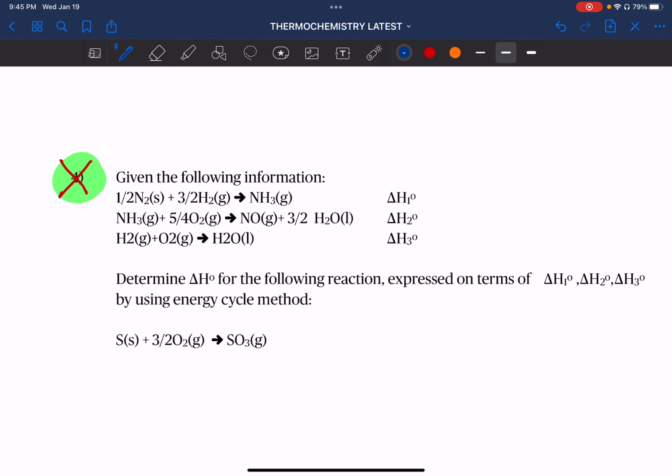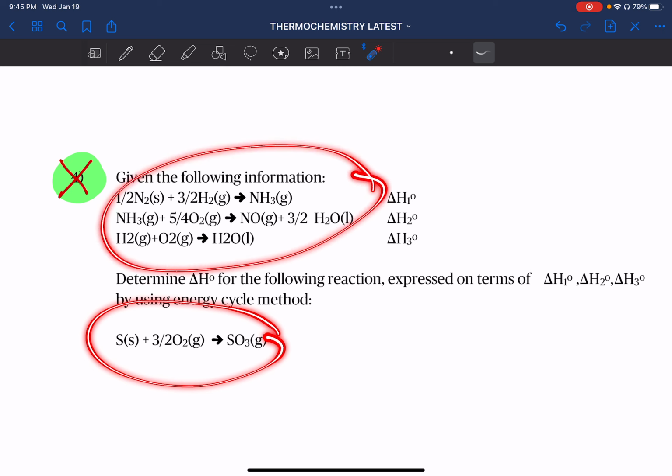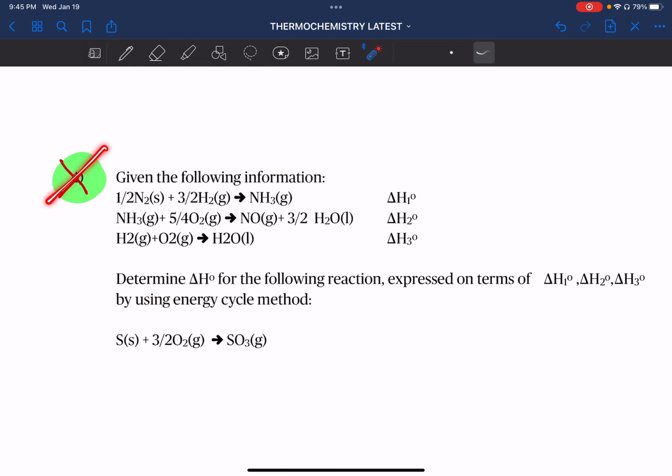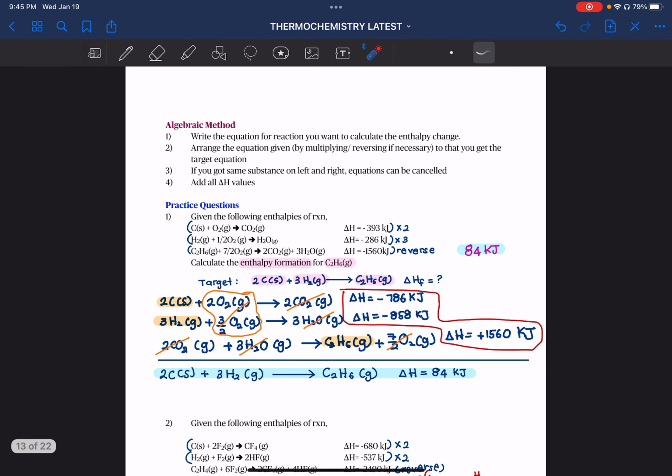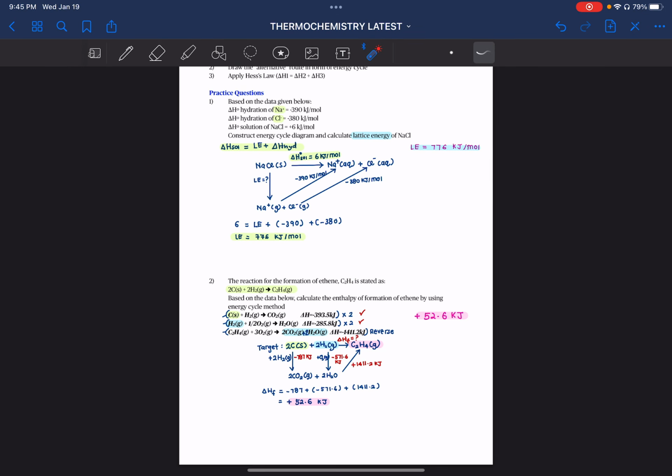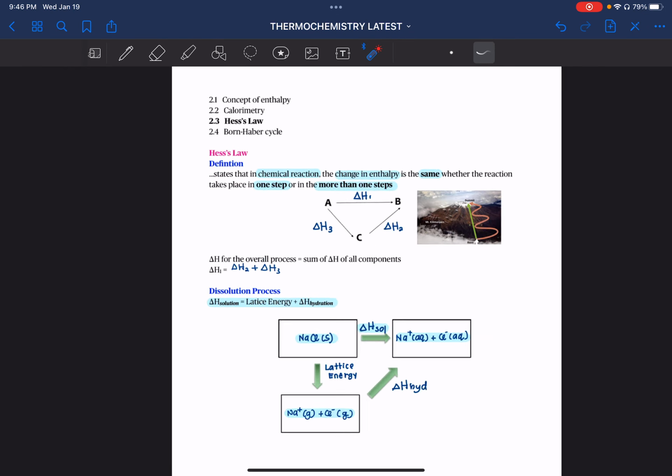Practice question 4 ni, tolong cross out. Kenapa Madam perasan dekat sini tak sama dengan yang kat sini. Sini ada sulfur kan? Okay, kat sini tak ada sulfur. So, macam mana nak balance? Okay, so tak payah buat yang tu lah. Buat yang 3 sahaja. Okay guys, I think that's all for Hess's Law.